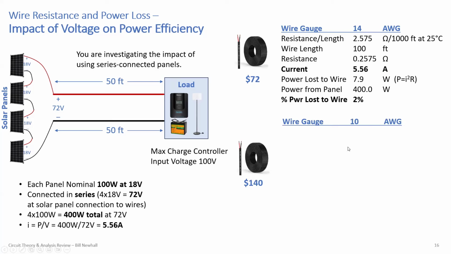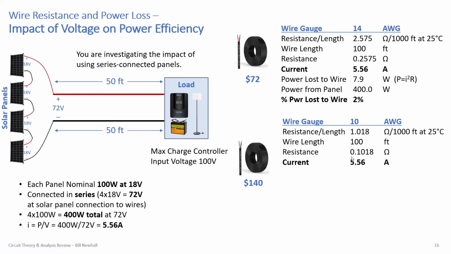Okay, so here for 10 gauge wire, here's the resistance per length, 10 gauge wire, same length. Here's the resistance. The current again is 5.5 amps. Okay. And the power loss to the wire there is 3.1 watts, which is only 1%.